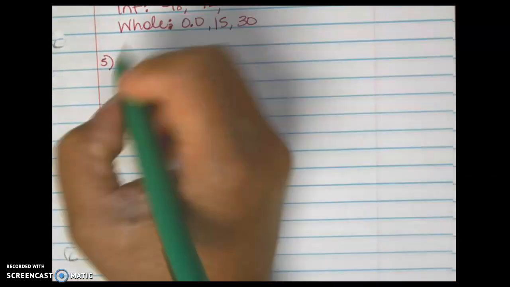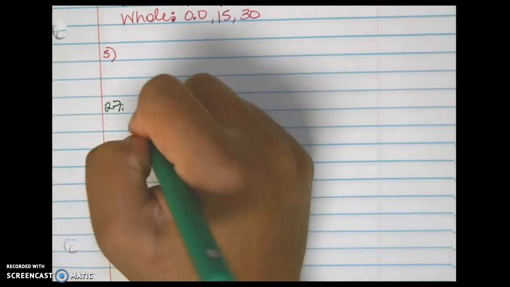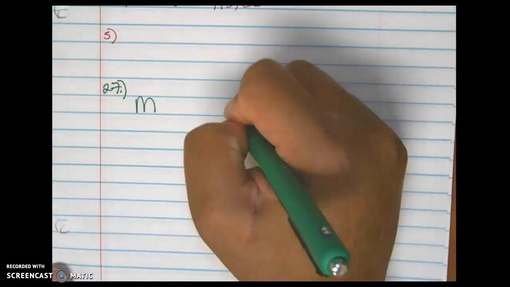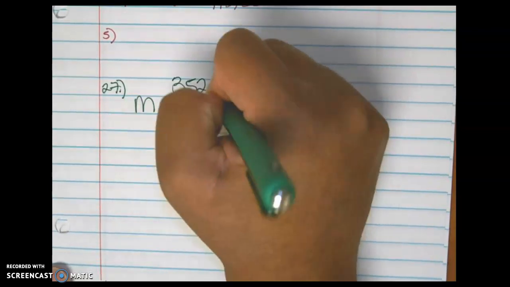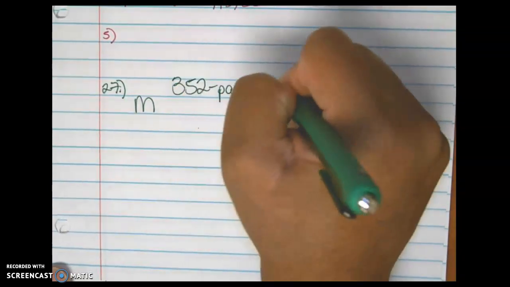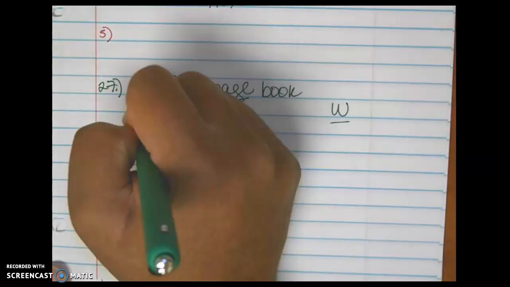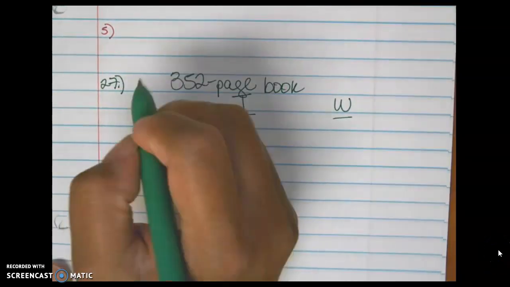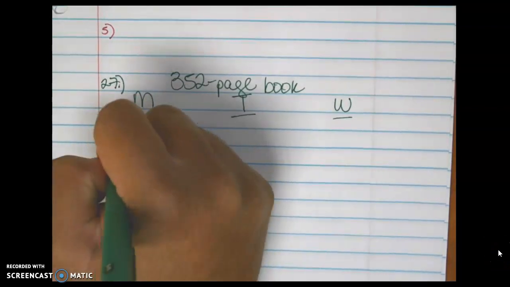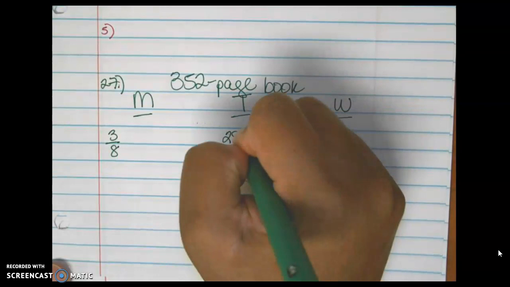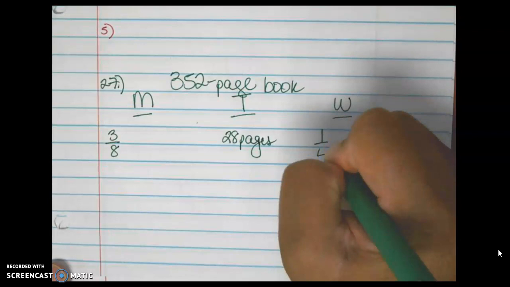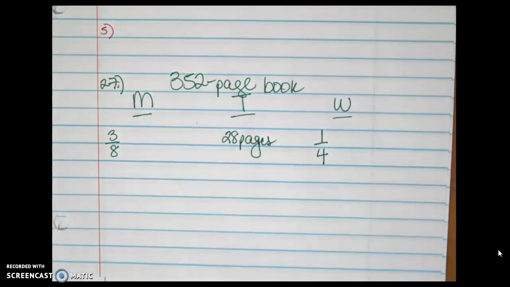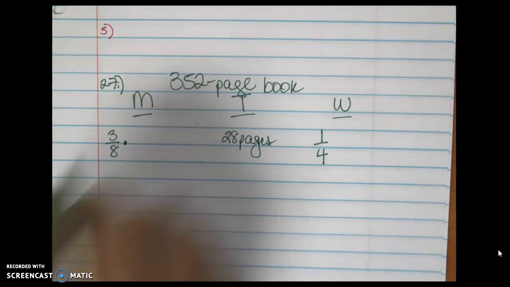Here's how I would show my work. Number 27. I would write out Monday, Tuesday, and Wednesday. She has a 352-page book. Monday, she read 3/8 of it. Tuesday, she just read 28 pages. Wednesday, she read 1/4 of it. Of means to multiply, so I'm going to say 3/8 times 2.